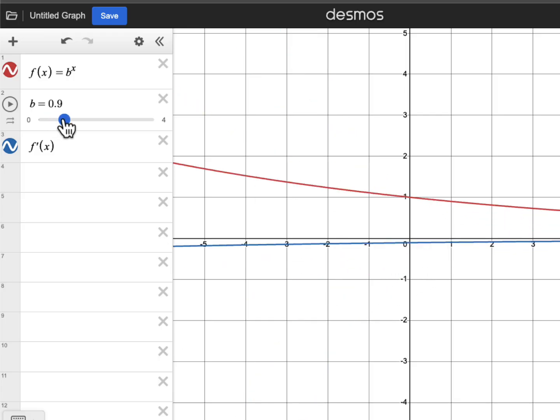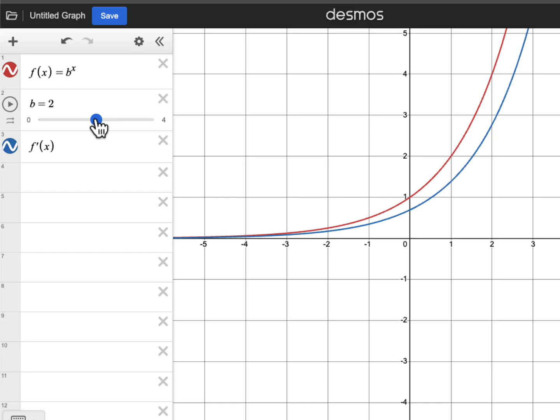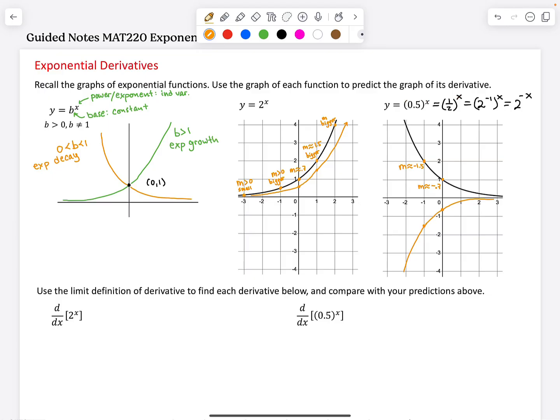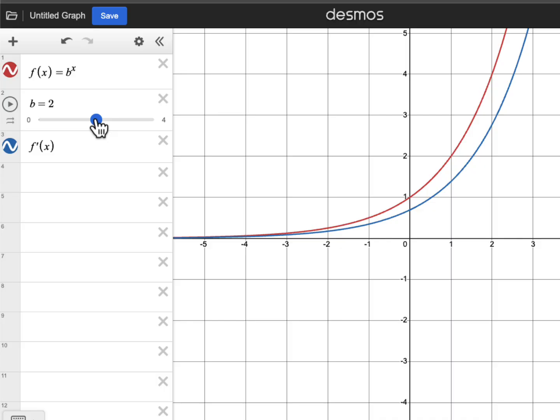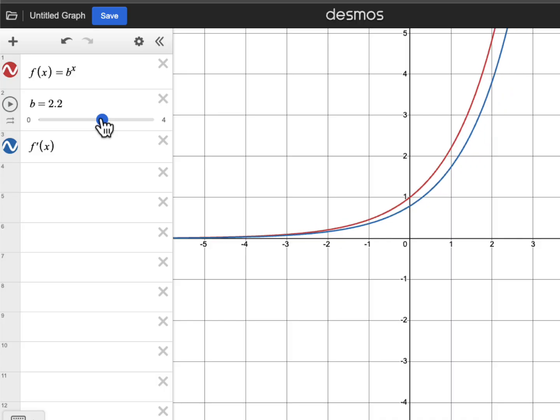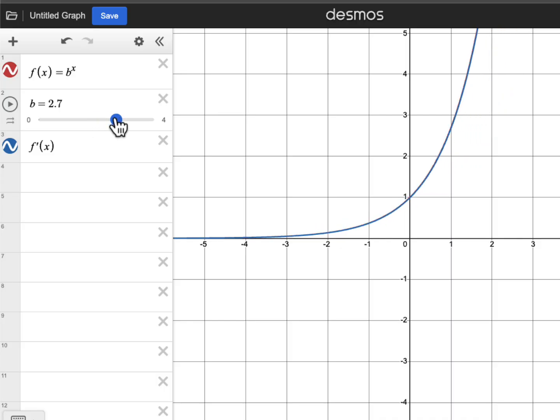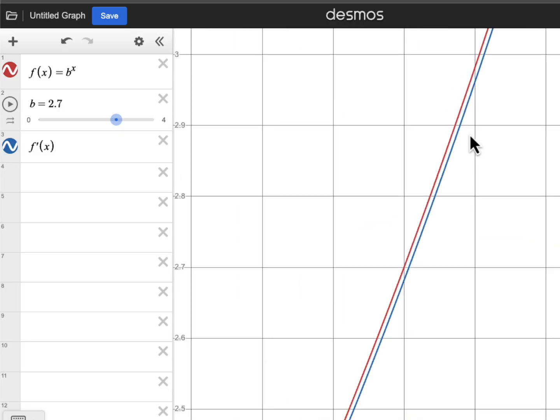And as we let b change, here's when the base is 2. The blue graph is similar to what we guessed in our notes with the orange graph. And notice as the base continues to increase, there seems to become a moment where the two graphs appear to be identical, but then no longer. This seemed to be around 2.7. Of course, if you zoom in, you will see that the graphs are not identical when the base is 2.7.